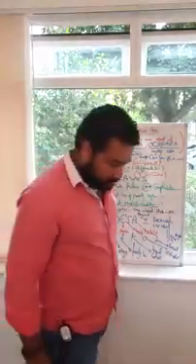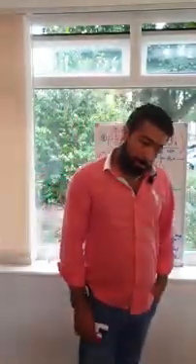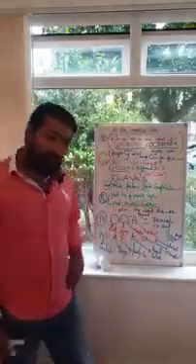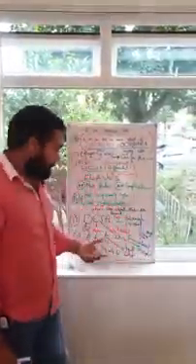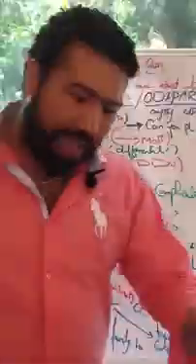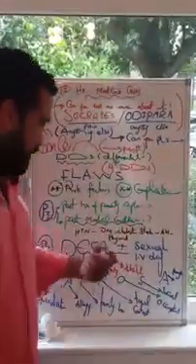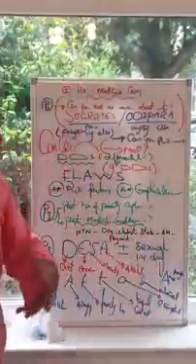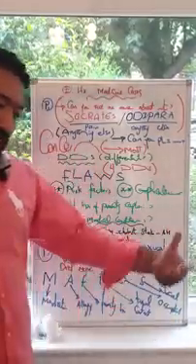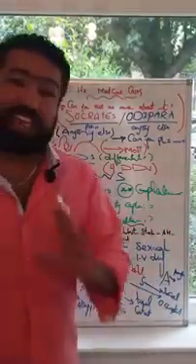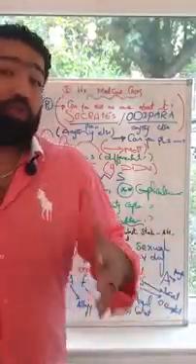M for medication. A for allergy. F for family history. T for travel history and contact history. O for occupation. What do you do for living? S for social history. Who do you live with? How's things at home? A for anything else. That's important for me to know.